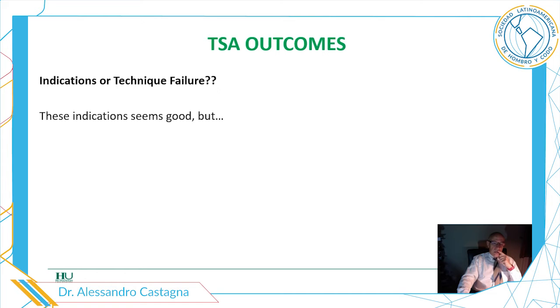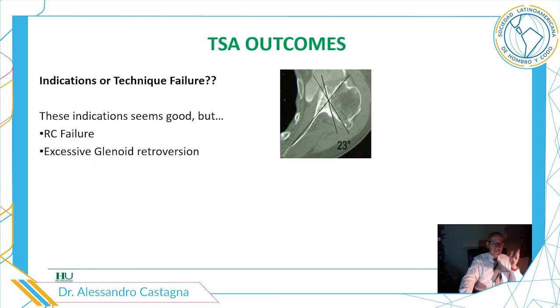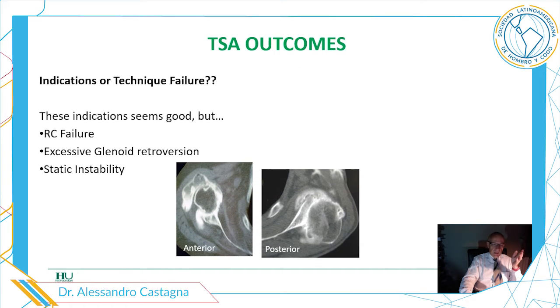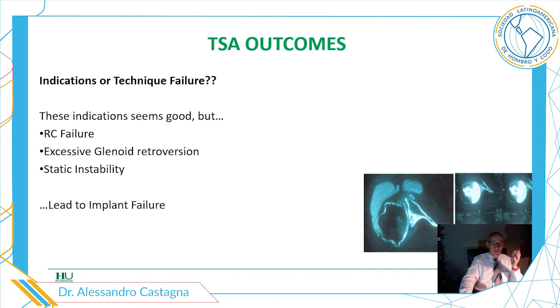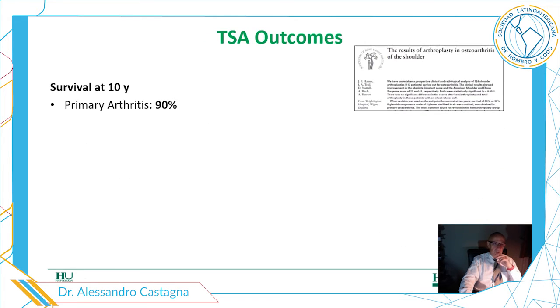So the outcome, we need to understand that we should do the proper indication, because not only a technical failure may happen, but the wrong indication. Some indications may look good, but then you have a rotator cuff failure, or you have an excessive glenoid retroversion, or you have a static posterior instability, and all of these are leading to implant failure. So indication, choosing the patient, plays a role in my daily life. Let's see the outcomes for the total shoulder.